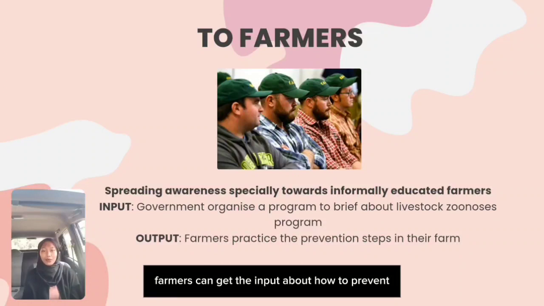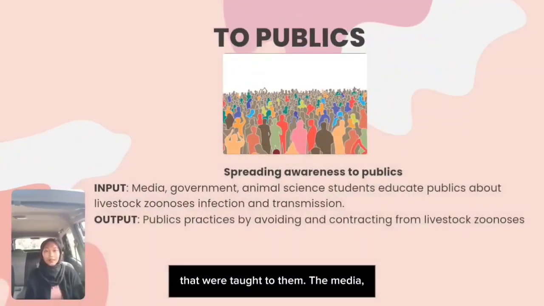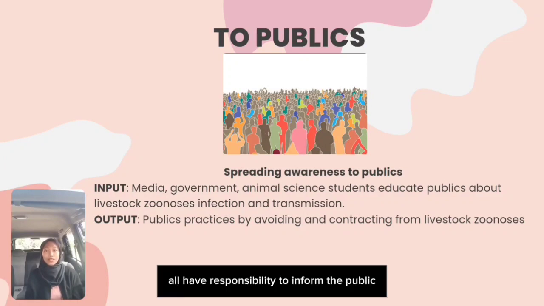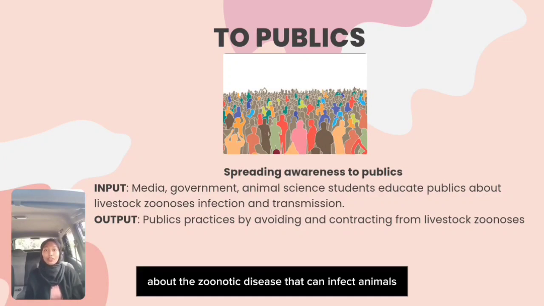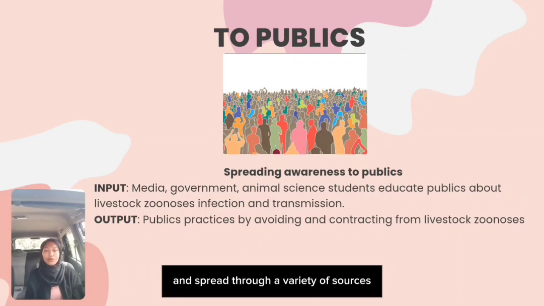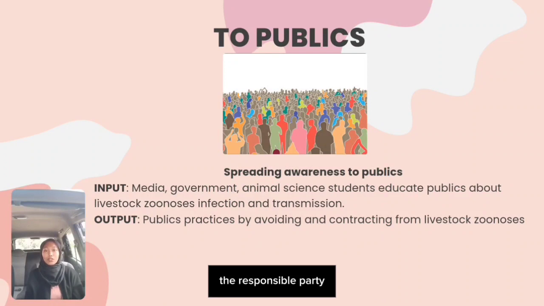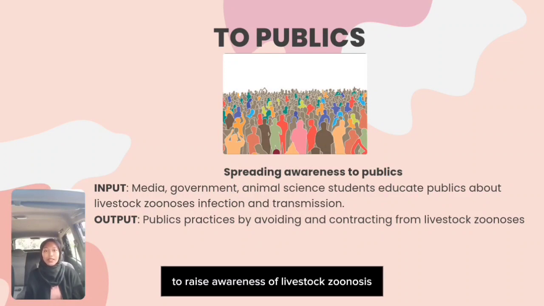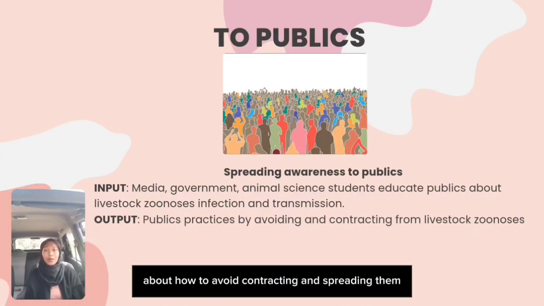Farmers can get input about how to prevent zoonoses by practicing the prevention steps that were taught to them. Another step is that the media, the government, and animal science students all have a responsibility to inform the public about the zoonotic diseases that can infect animals and spread through a variety of sources. The responsible party participated by giving a public lecture to raise awareness of livestock zoonoses and teach the public about how to avoid contracting and spreading them.